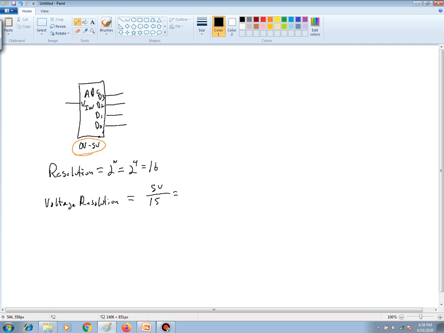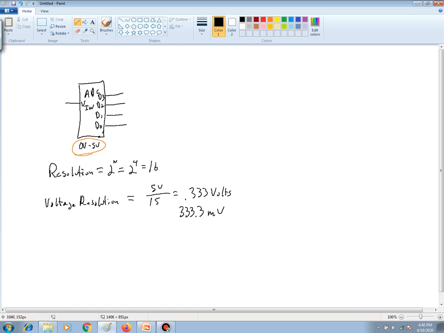Therefore, each of the bins has a voltage span of 0.333 volts, or 333.3 millivolts. That means that each one of these bins is able to handle 0.333 volts of the input, or that the voltage at the input could change by that amount before it actually affects a change at the output.